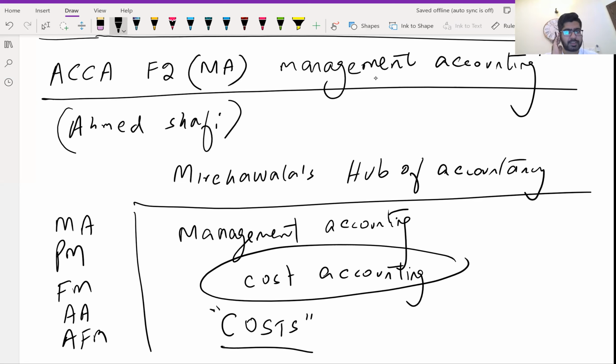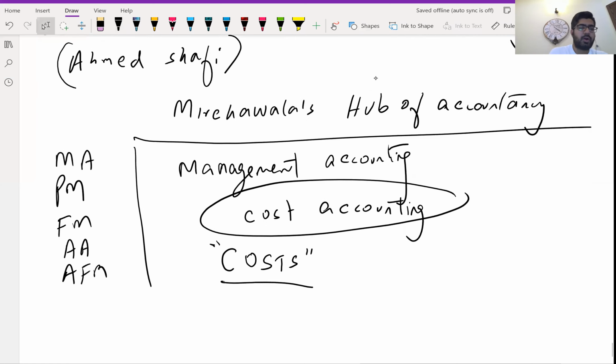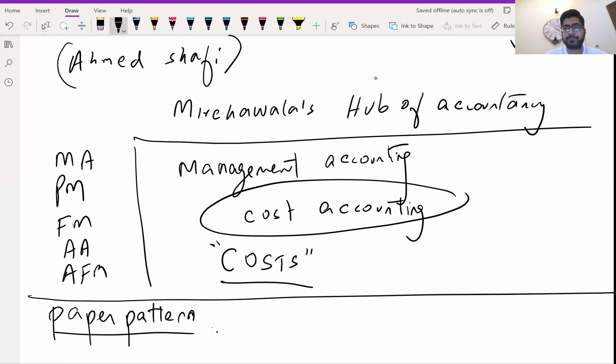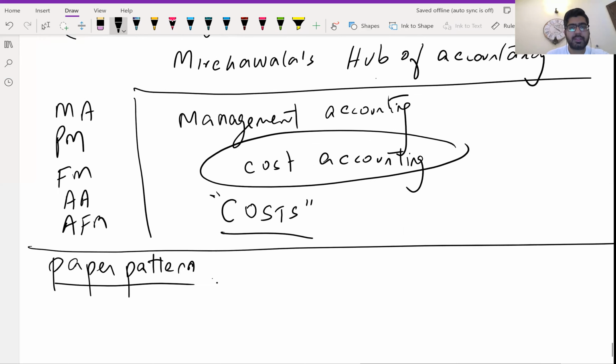Once you complete the syllabus, obviously you have to give the exam of this particular paper of cost accounting or management accounting. So let me tell you what the paper pattern is. When you will be giving the exam of this management accounting paper, the paper is based on two sections, Section A and Section B. Section A is worth 70 marks.